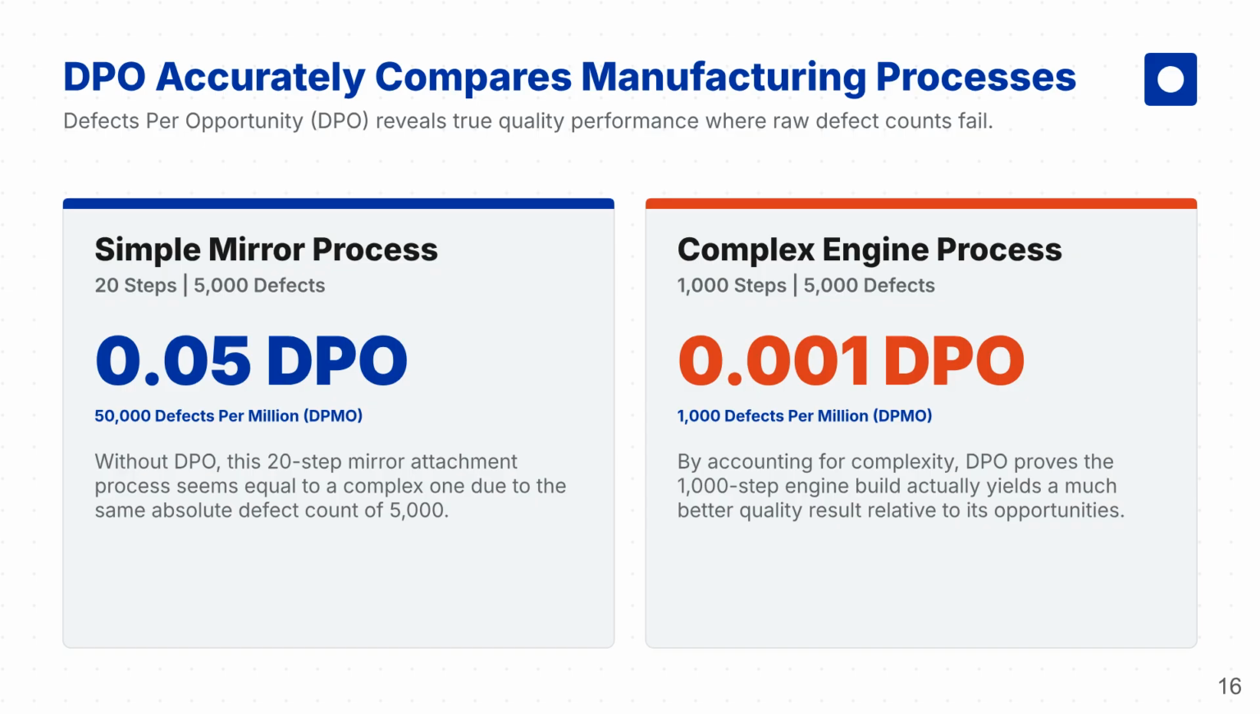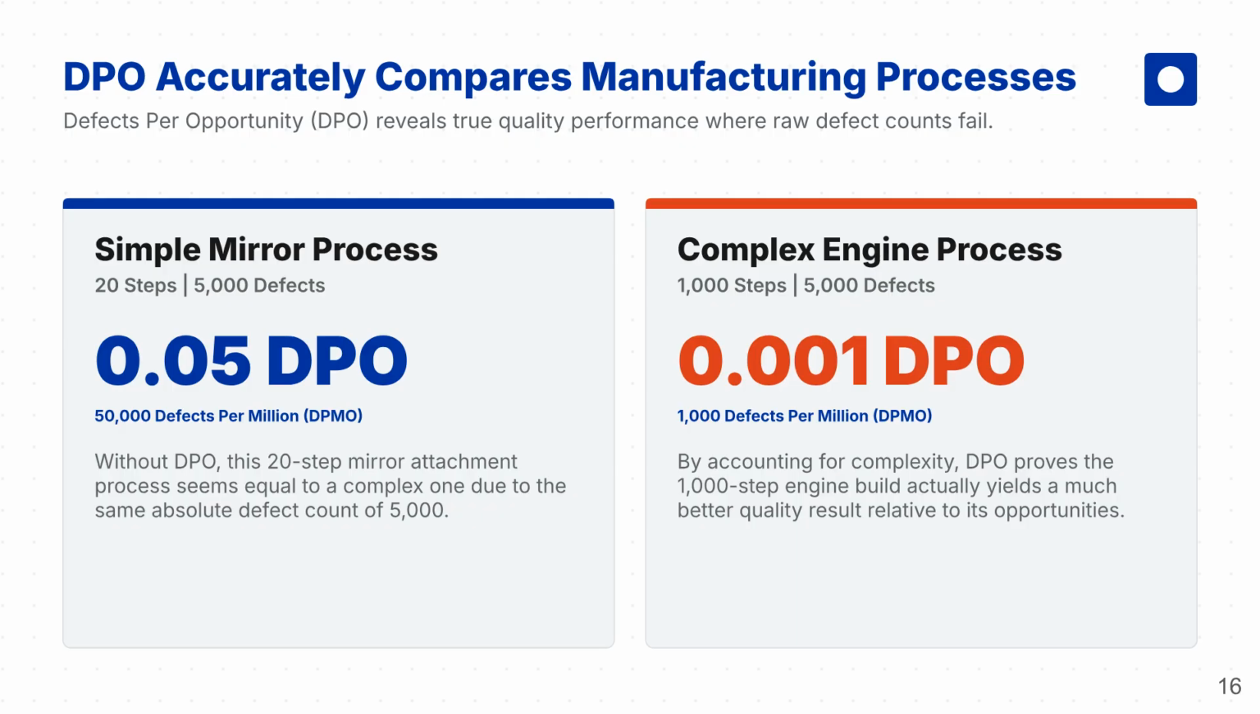If managers looked only at the number of defects, they would conclude that both processes have identical performance. DPO provides a fair comparison by considering the complexity of each process and the total number of opportunities where defects could occur. A similar situation exists in service industries.